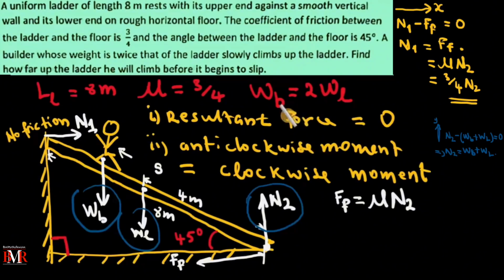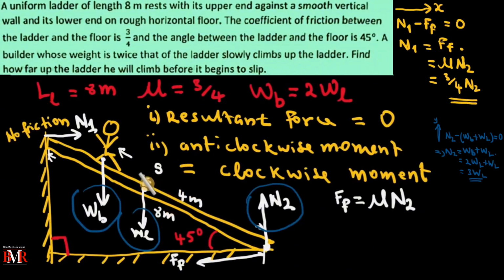Now, it is stated in the question that the weight of the builder is 2 times the weight of the ladder. So it means here I have to replace the weight of the builder by 2WL. That is, I'll have 2WL plus WL, and that one is going to give me 3WL. That means N2 is 3WL. That's 3 times the weight of the ladder.